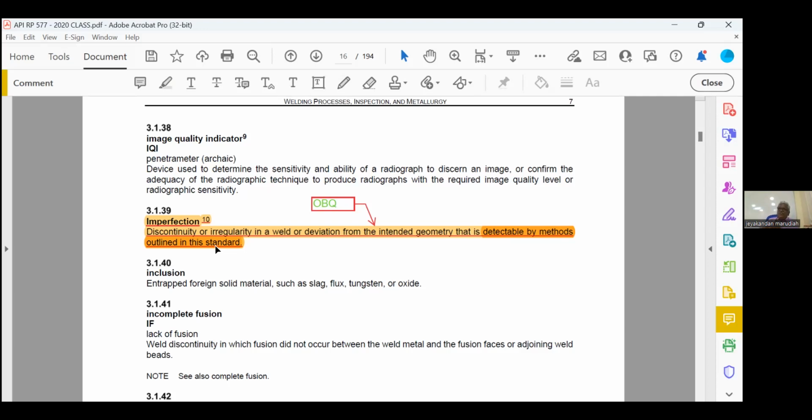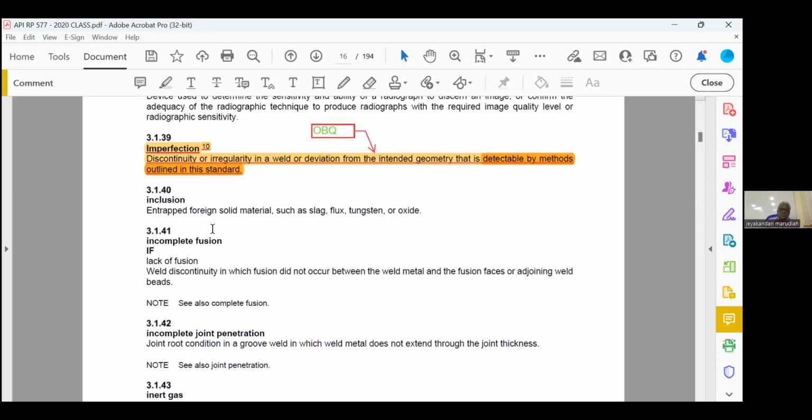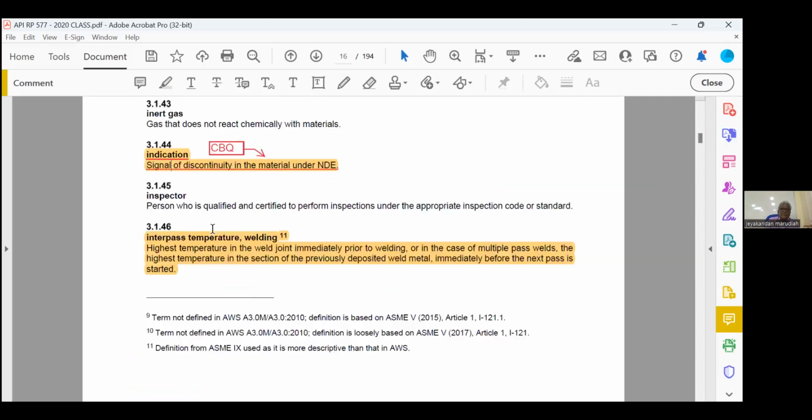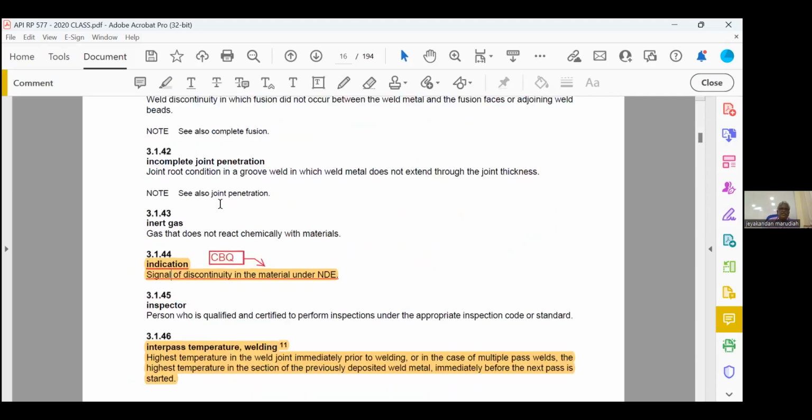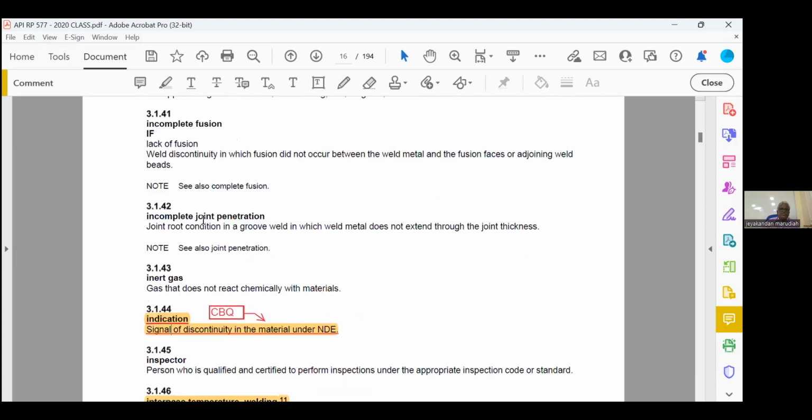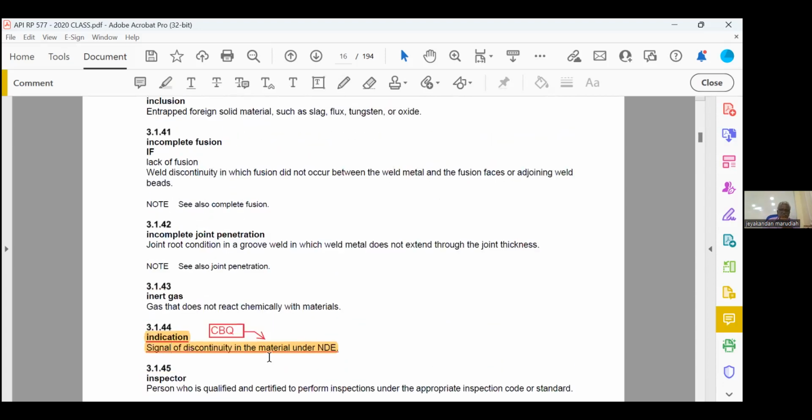Why I am specifically saying the definition is that now they changed it. This imperfection, before it was called a flaw. Now they changed it to imperfection. That's why they are specifically saying as per 577, because some codes are still defining it as a flaw. That is open book. Then indication, highlight this one, close book: signal of discontinuity in the material under NDE.